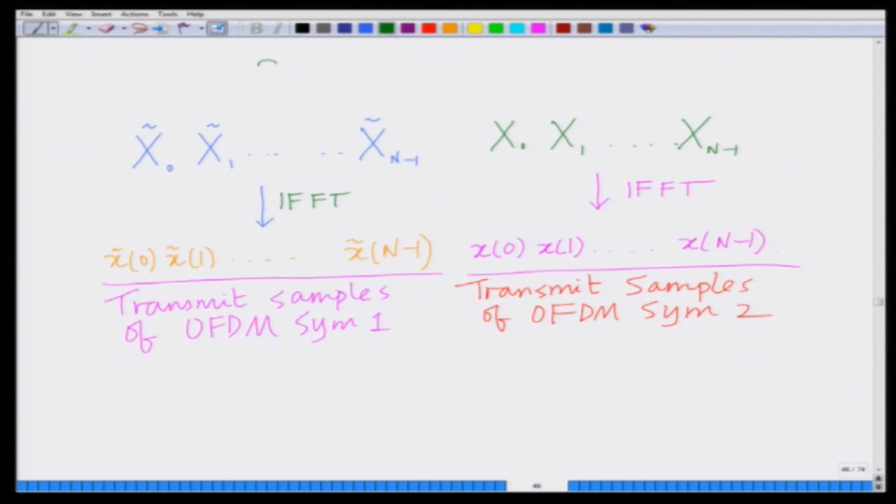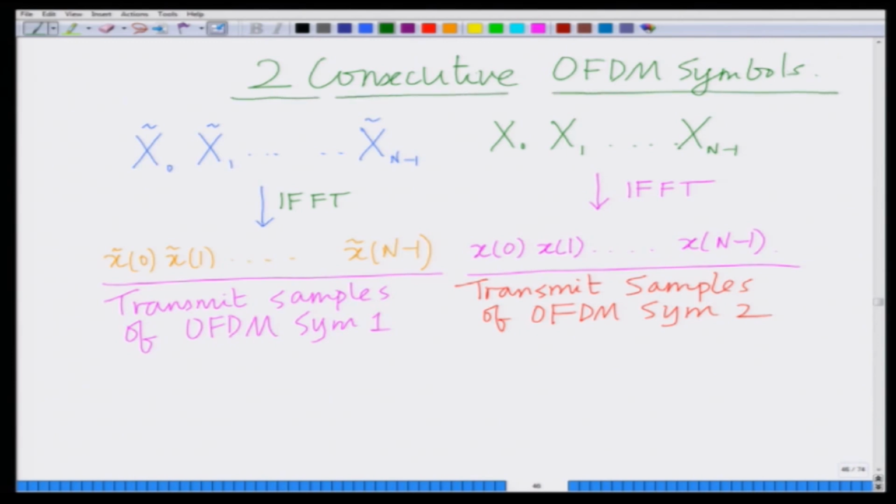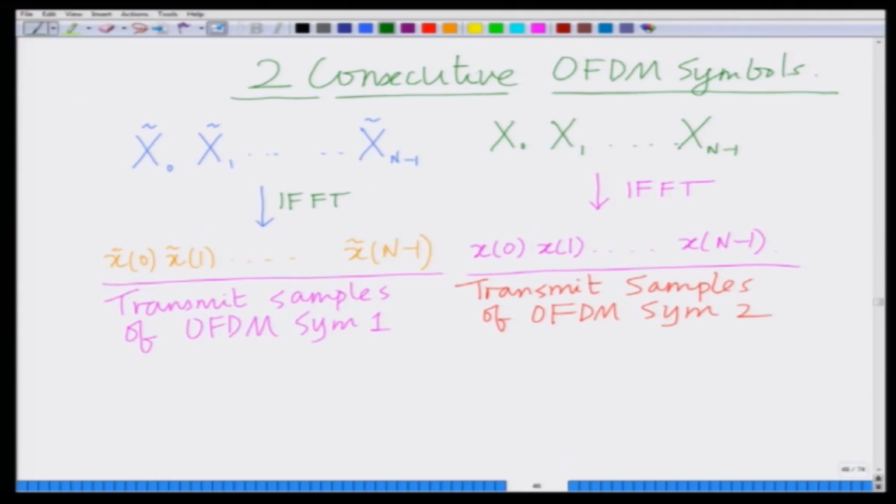We are considering the transmission of two consecutive OFDM symbols. The symbols capital X tilde 0, capital X tilde 1, so on until capital X tilde N minus 1 are the symbols of the first OFDM symbol which are loaded onto the various subcarriers. We take the IFFT to generate the transmit samples, which are small x tilde 0, small x tilde 1, so on until small x tilde N minus 1. Similarly, I have a second OFDM symbol consisting of symbols capital X0, capital X1 until capital X N minus 1, of which I am taking the IFFT to generate the transmit samples small x0, small x1 up to small x N minus 1, and I am transmitting these over the channel.